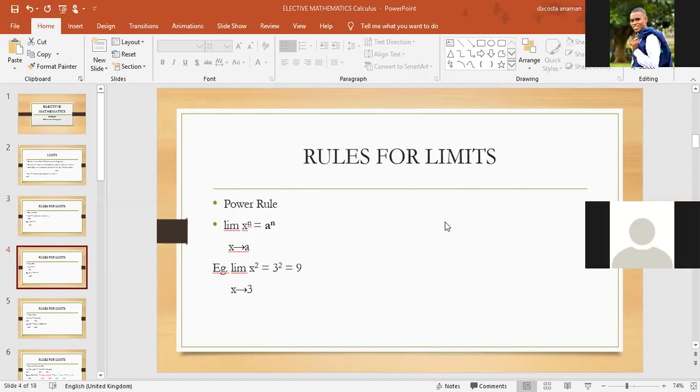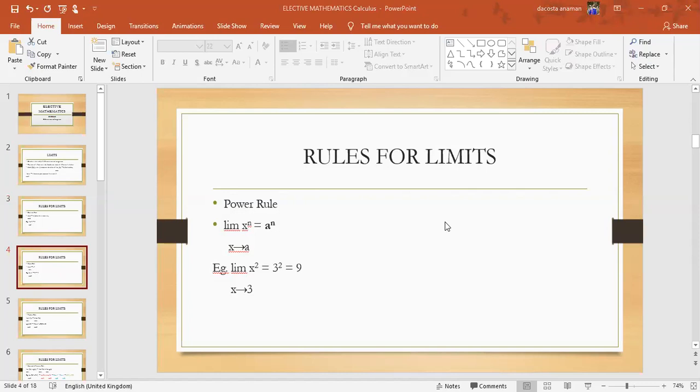We talked about the power rule, where the limit with a power, where x is approaching a certain number, will be that number which x is approaching, raised to the power. Therefore, the limit of x raised to the power 2, where x is approaching 3, will be 3 raised to the power 2, and that will be equal to 9.